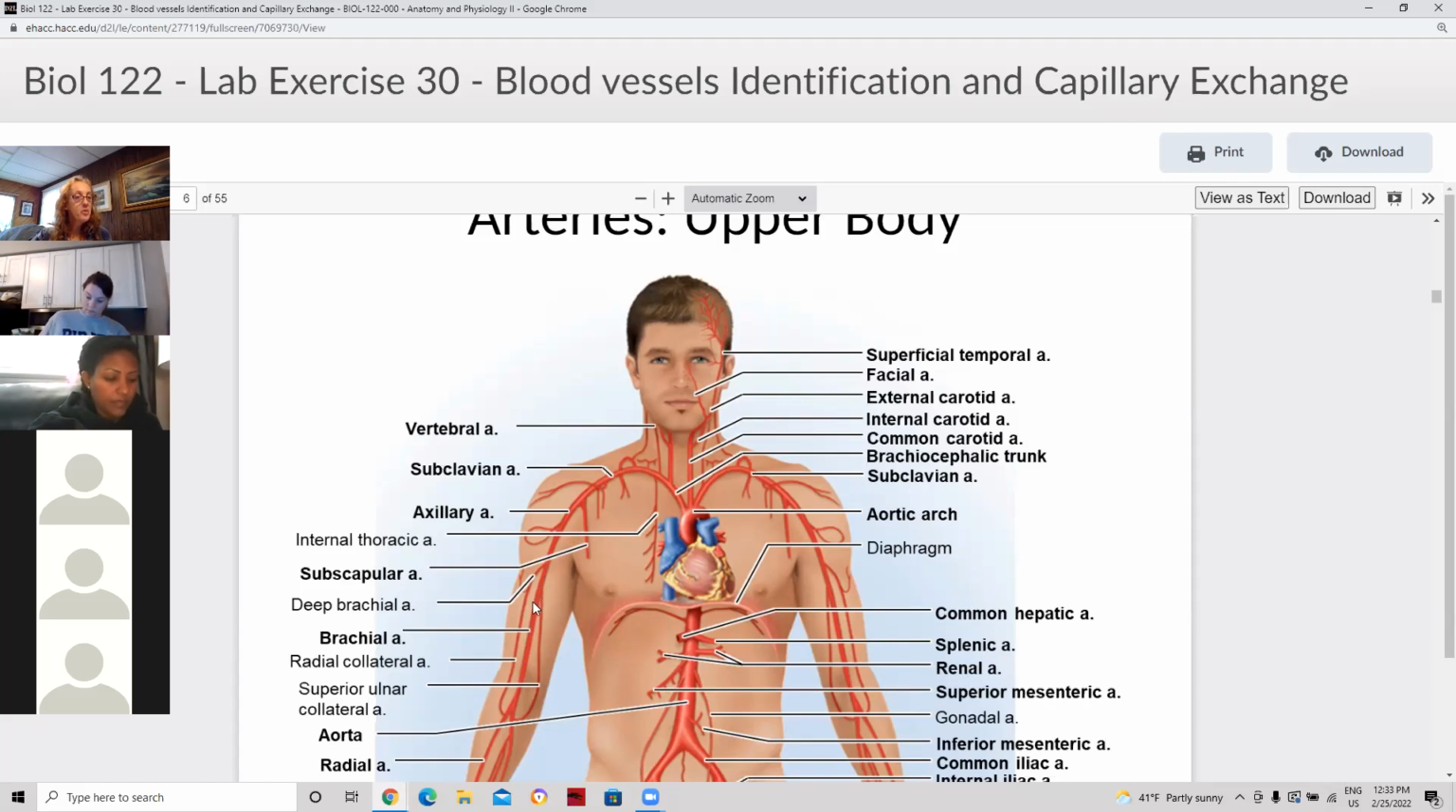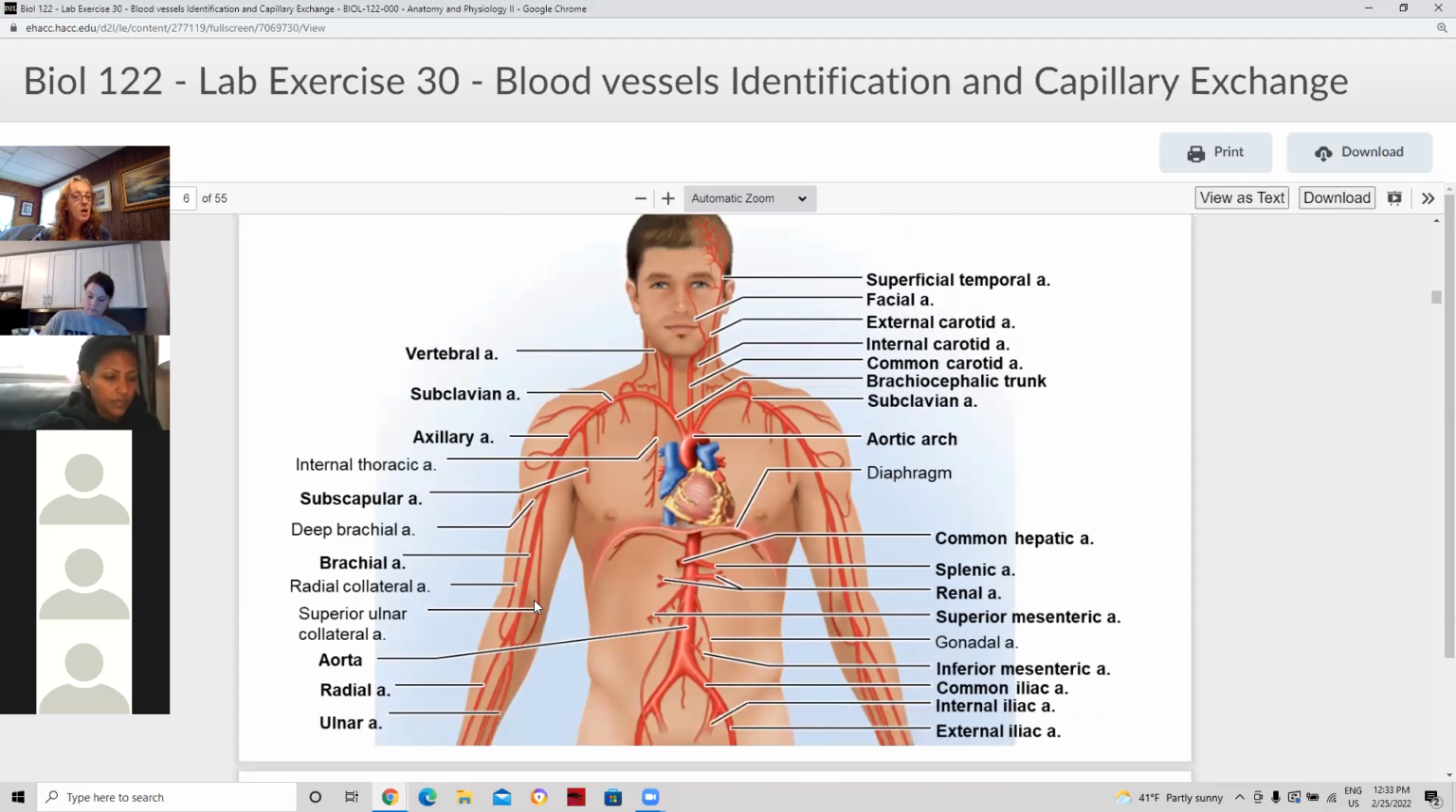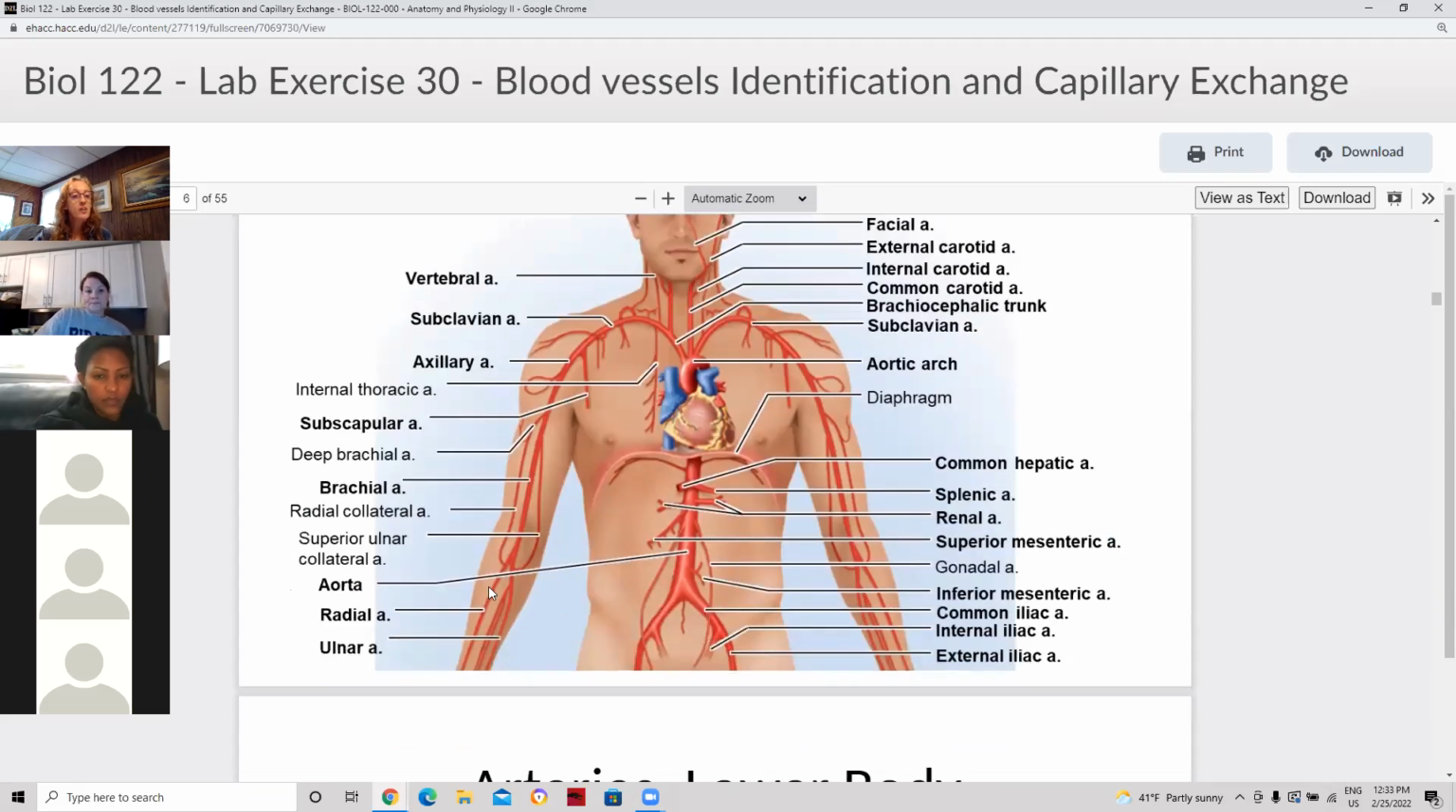The brachial artery. The radial and the ulnar artery. Radial moving down the side of the radius, the ulnar moving down the side of the ulna. So the brachial artery is going to split into the radial artery and the ulnar artery.